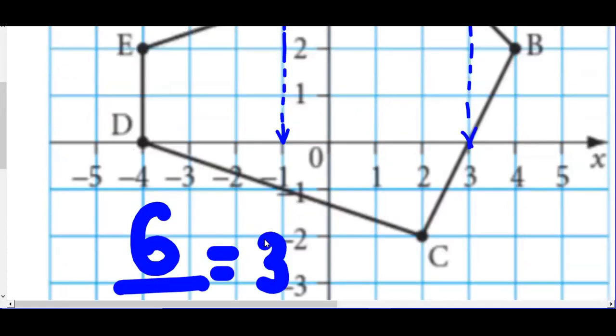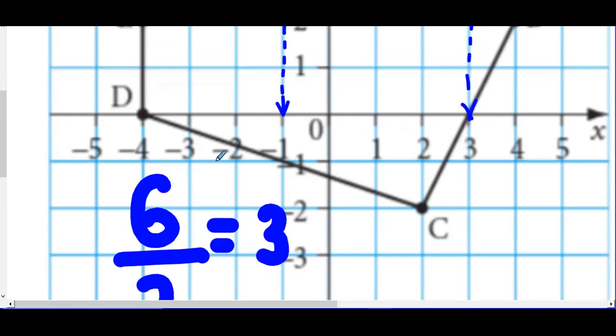You know what it means? It means that to get the midpoint of this line from D to C, you need to count 3 boxes from either point. So let me use point D. Count 3 boxes from D. 1, 2, 3. Stop. There is your midpoint. Or you can count from C 3 boxes. 1, 2, 3. This is your midpoint. Okay. I hope that is clear.